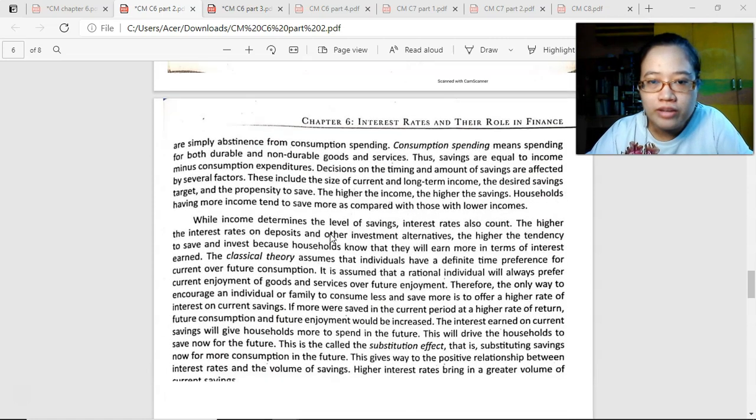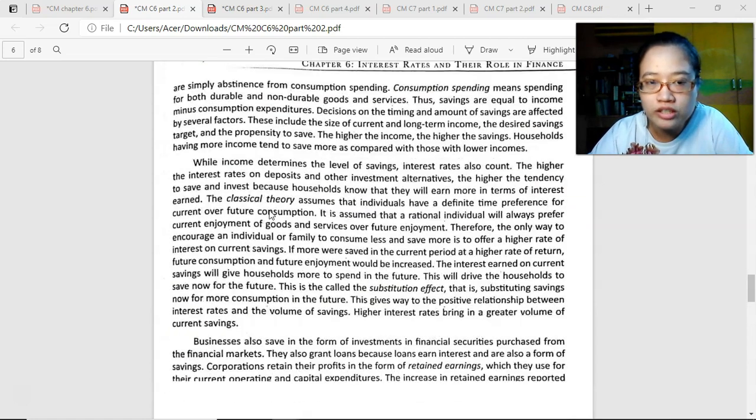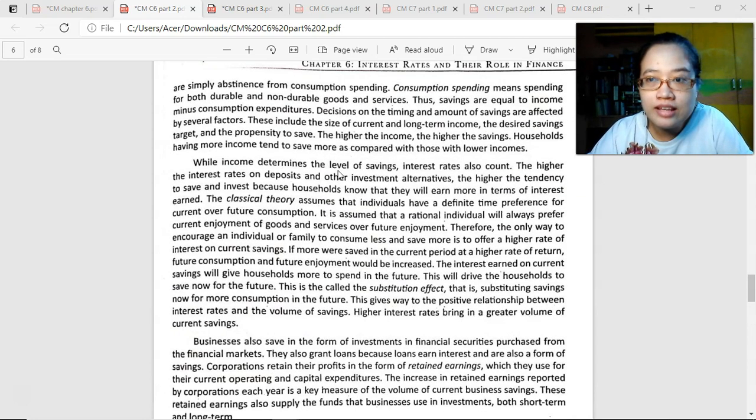All right. The higher the income, the higher the savings, because you have more money and it's not as if you can spend all of it. So you can probably save a higher amount compared to those who have little income. Households having more income tend to save more compared with those with lower income. That's the expectation. While income determines the level of savings, interest rates also count.